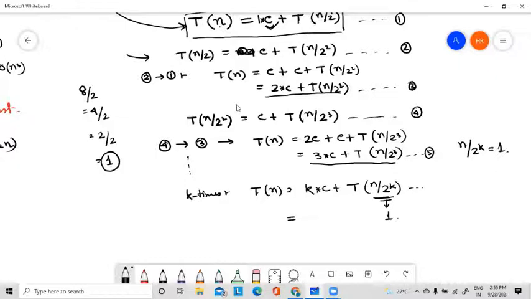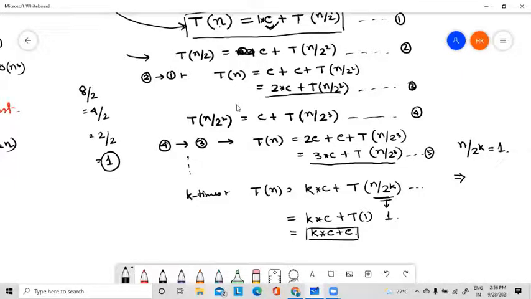So this equation becomes T of n equal to k into c plus T of 1. Now, T of 1 means there is only one element and you have to search for a particular element. So if there is only one element and you are searching a particular element, then how many comparisons are required? Only one comparison. So it becomes k into c plus c. C is for one single comparison. Okay.